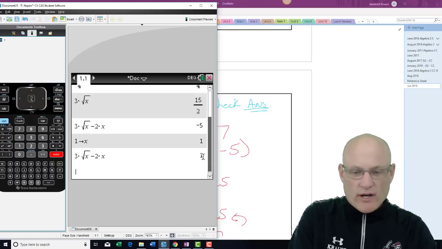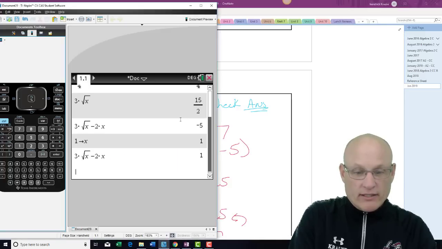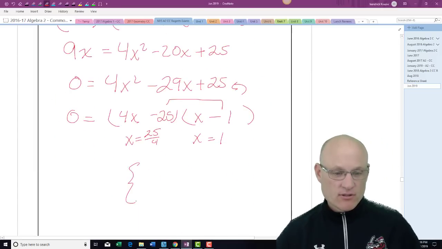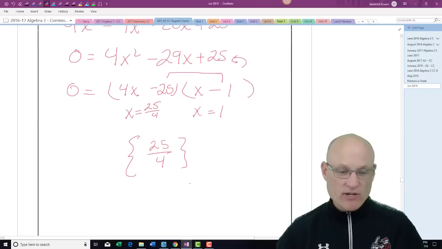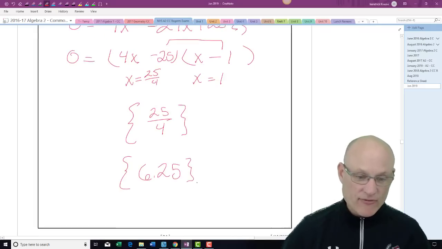So when I plug in 1, I get 1. I'm supposed to get negative 5. I get 1. So the 1 doesn't work. So my answer is 25 over 4. Now, if you turn that into a decimal, your decimal will be 6.25.